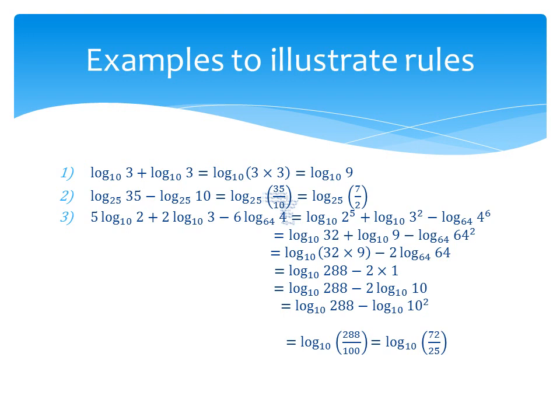In the third one, we have combined a few of the rules. So 5 log 2 can be written as log of 2 power 5. 2 log 3 is log of 3 square. And 6 log 4 can be written as log of 4 power 6. Then we have made this 2 power 5 as 32, 3 square is 9, and 4 power 6 as 64 square. Okay, what is the reason for that?